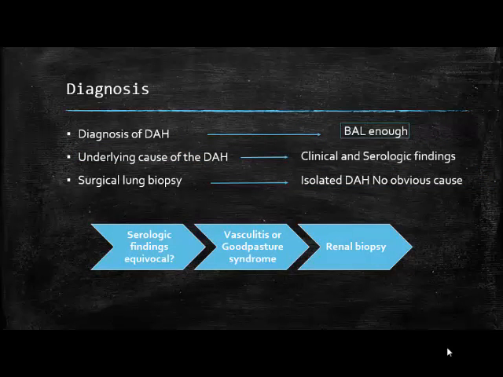So for the diagnosis of DAH, BAL is enough. But you also need to evaluate for the underlying cause of DAH, and this is more of what you could get from a clinical standpoint. Clinical history is important, and serological findings. You only send for a surgical lung biopsy if there was isolated DAH but no obvious cause. You would do a renal biopsy when the serological findings are equivocal and you're thinking of vasculitis in the back of your head, as well as Goodpasture syndrome.